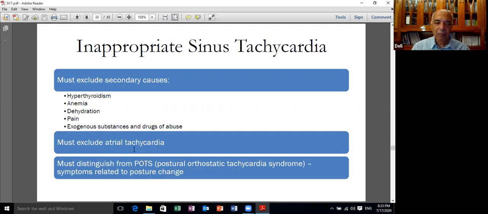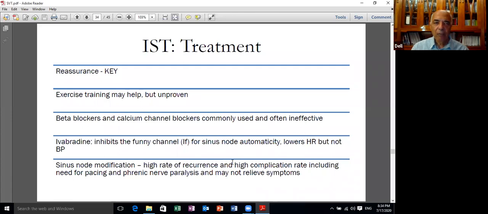Now, sometimes the situation is complicated by the association of POTS, postural orthostatic tachycardia syndrome. You ask the patient to stand up and the heart rate accelerates more than 30, or even 40 beats per minute in the young, below the age of 15, within 10 minutes of standing. So you cannot exclude orthostatic tachycardia by asking the patient to stand 1 or 2 minutes. He should stand for 10 minutes. So sometimes you get inappropriate sinus tachycardia at rest and postural orthostatic tachycardia syndrome when the patient stands for 10 minutes. How do you treat?